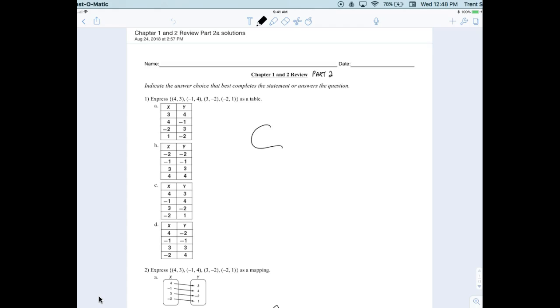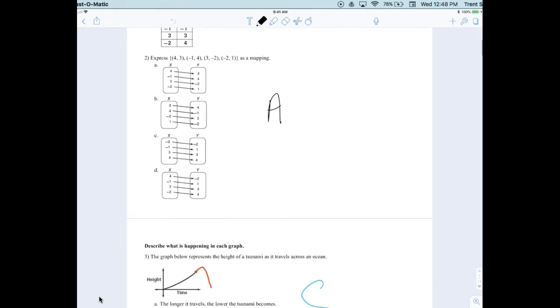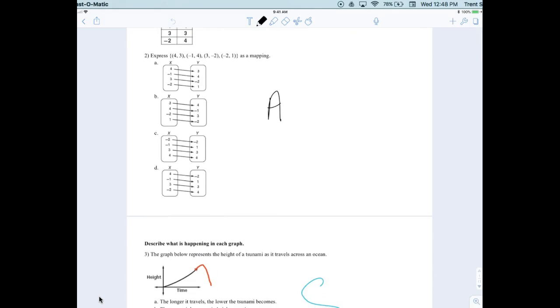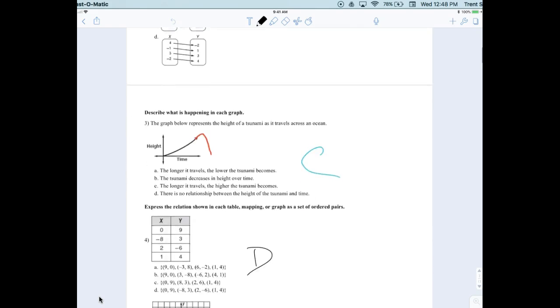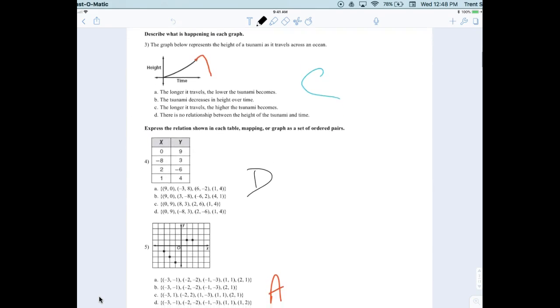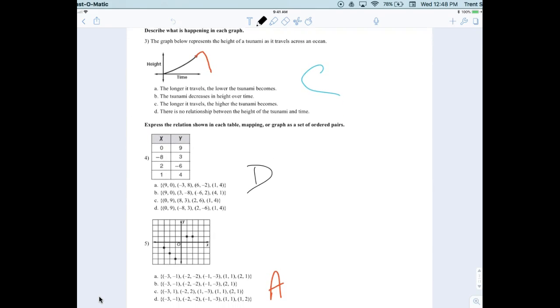Okay. So again, number one. Does anybody have any issue with it being C? No, sir. What about number 2 being A? Everybody okay? Now moving forward. Anybody have any questions with 3 or 4? 3 is C.